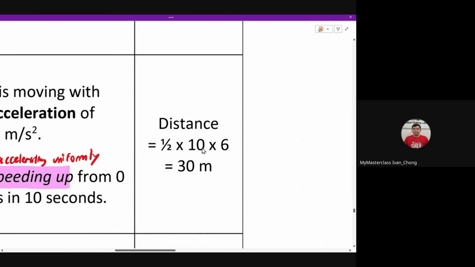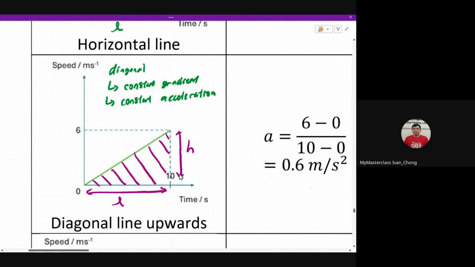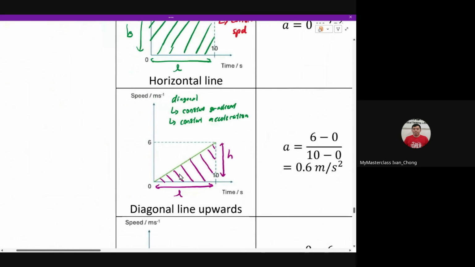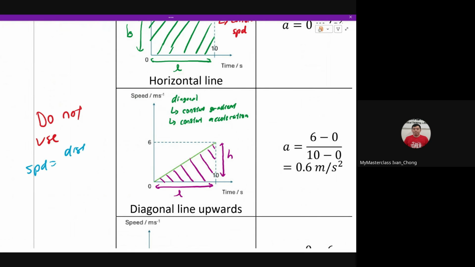So you can see the distance itself is just half times 10 times 6. You actually move 30. So whenever you have a graph, we do not use distance equals to speed. We do not use speed equals distance over time. We do not. Okay, do not.